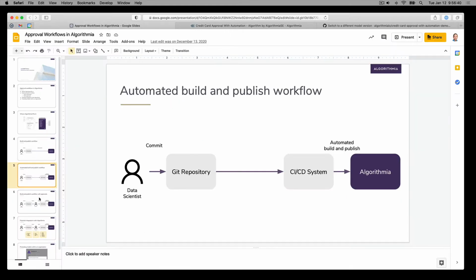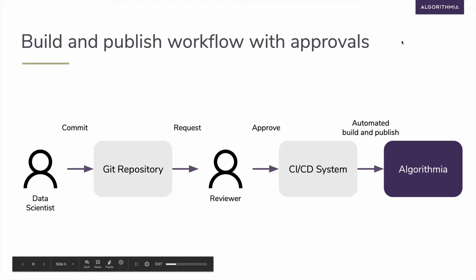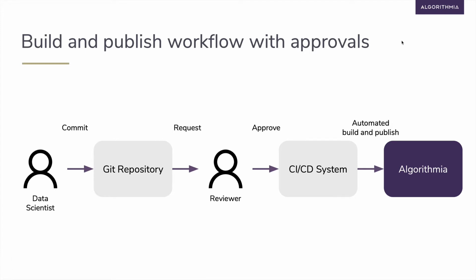Let's look at one more workflow here where we're going to add on some checks and approvals. So now, just like the last example where we did a git commit and a git push, we're going to do the same thing, except here we've actually inserted a reviewer. So this reviewer is going to get a request. They're going to review any changes that are happening to the algorithm, and then they'll need to approve these changes before a new version of the model gets published.